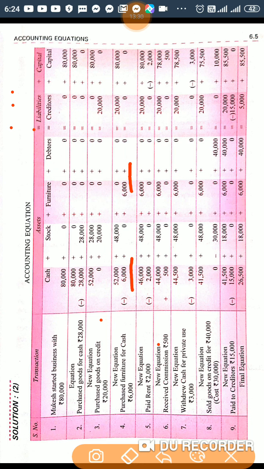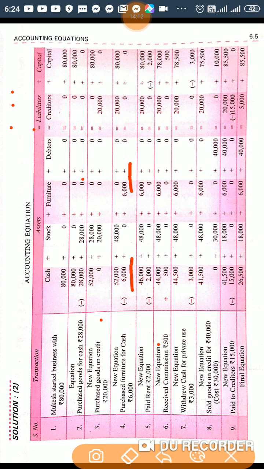Now the new equation is, you will add 500 to the cash. Now cash balance becomes 44,500, stock is the same carried forward, that is 48,000, furniture 6,000, debtor 0, liabilities 20,000, and capital 78,500. Now if you see the sum total of liabilities and capital, it becomes 98,500, and the asset total 44,500 plus 48,000 plus 6,000, again this is also 98,500. So the equation is balanced.